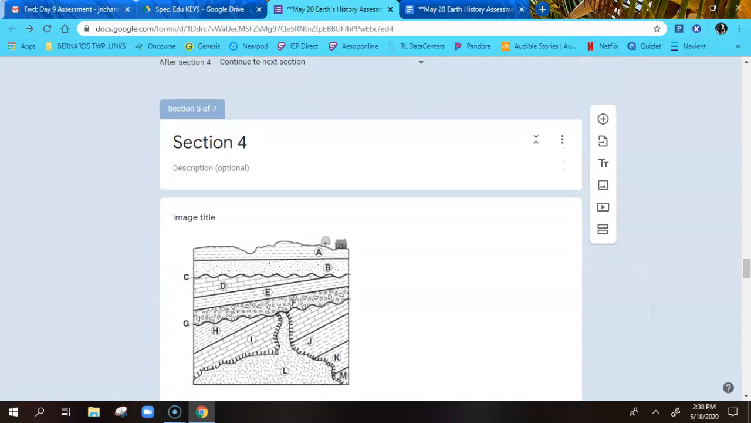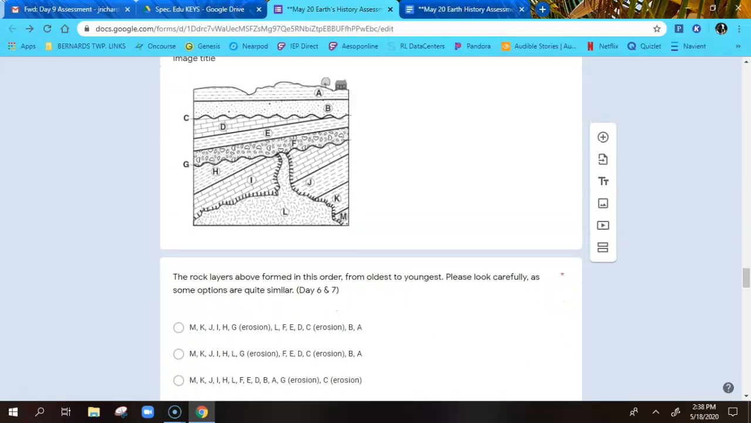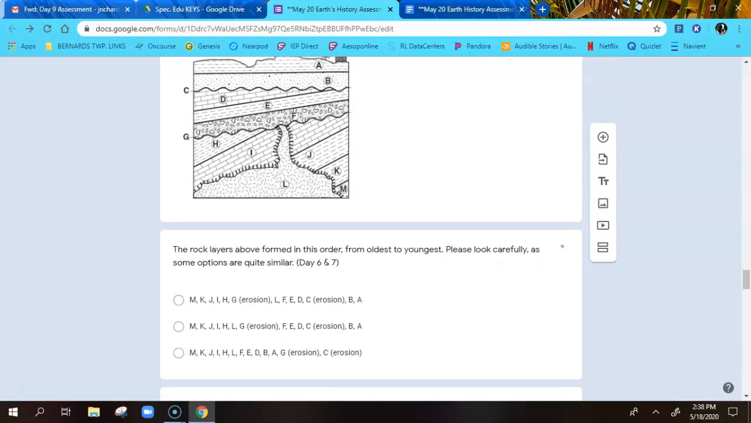Section 4. You are looking at the image above. You are placing the rock layers in order. So it reads, the rock layers above formed in this order, from oldest to youngest. Please look carefully, as some options are quite similar. These can be found in your day 6 and 7 notes. I want you to remember when you're completing this question that the solid, bolded, jagged line represents erosion.